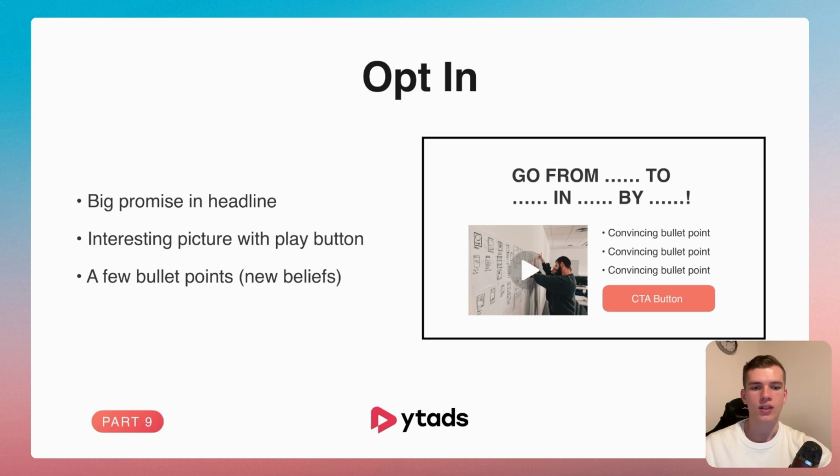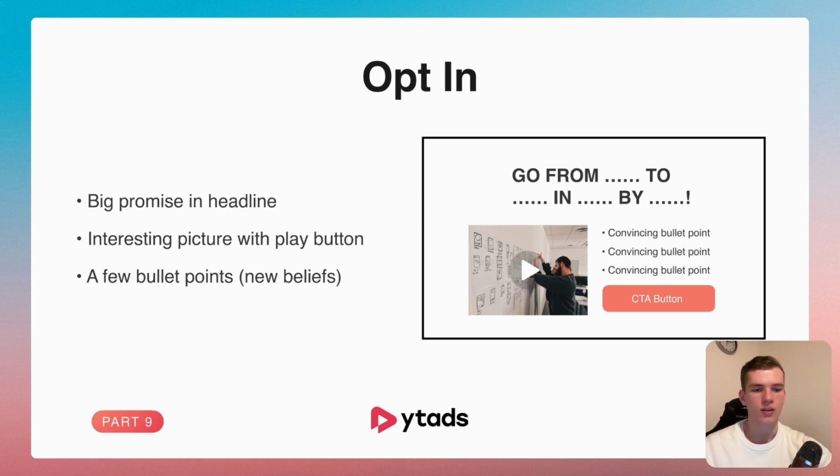So when people click on it, it opens in a pop-up, and this pop-up is the opt-in where they can enter their name and email address. The CTA button is also the same. It also leads to a pop-up if you click on it, and the pop-up has the opt-in with the name and the email address. And the bullet points are the new beliefs.